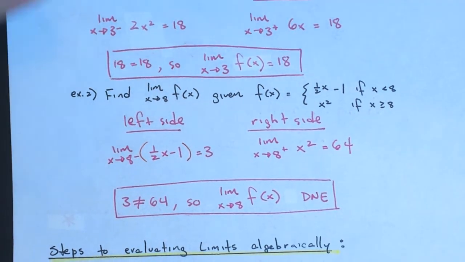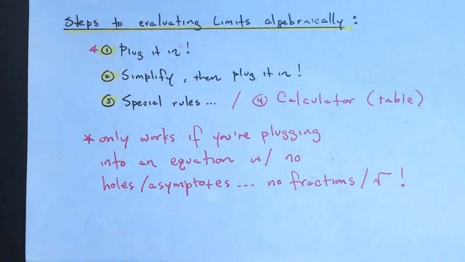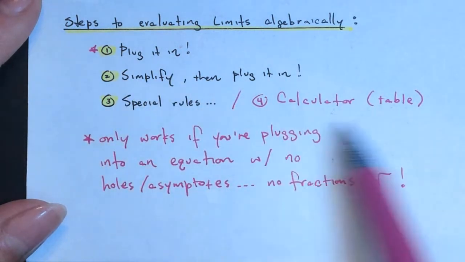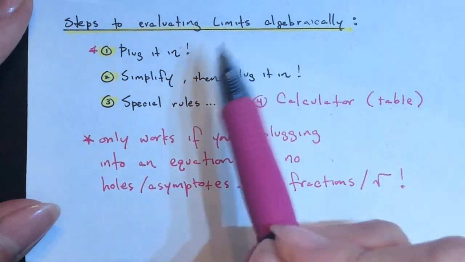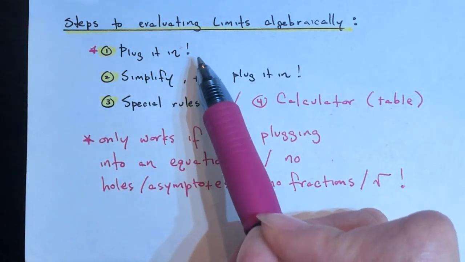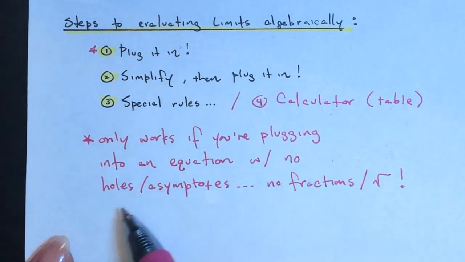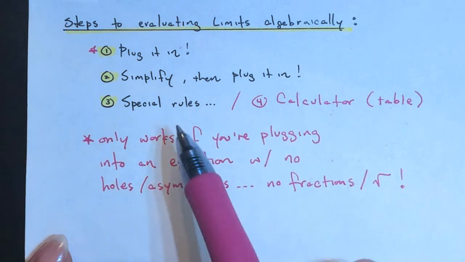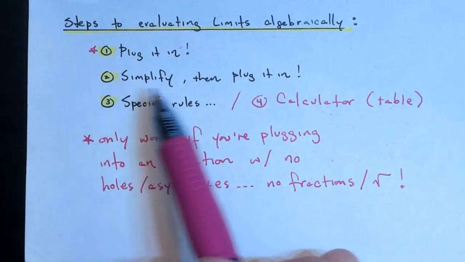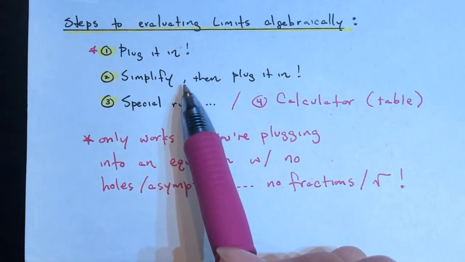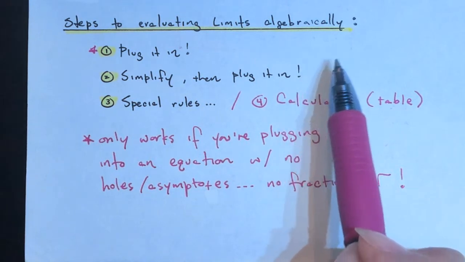Okay, steps to evaluating limits algebraically. We talked about a lot of these before, especially number 1, number 2, and number 4. I'm just adding a number 3 in there. Number 1, you always try to plug it in. That's what you do first, and if it works, great. It only works if you're plugging into an equation with no holes or asymptotes, but you don't have to really worry about that. Just try to plug it in. If it doesn't work, you go on to step 2. You simplify, factor, whatever, and then plug it in. If that works, great. But if it doesn't work, you go on to number 3.